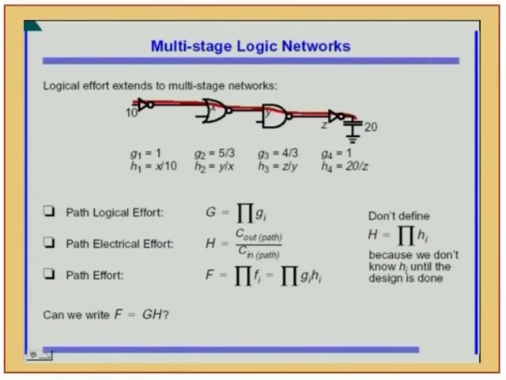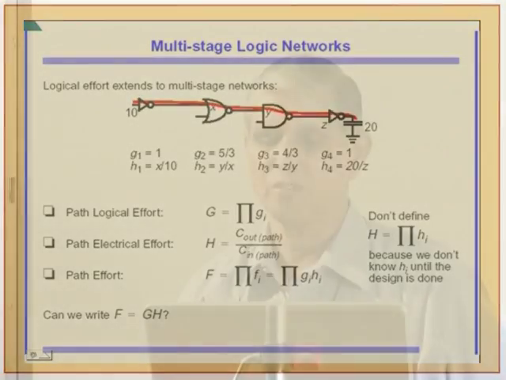Then the path effort, from input to output, I defined as G into H. That's what we defined to start with. The path effort is called capital F, and small f is called the stage effort; each stage has an effort which is G into H. So you can have GH into GH into GH, G1 H1, G2 H2, G3 H3, and so on. So we say it is the product of all the f's, each stage effort.